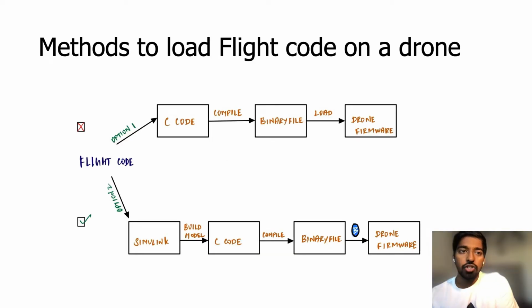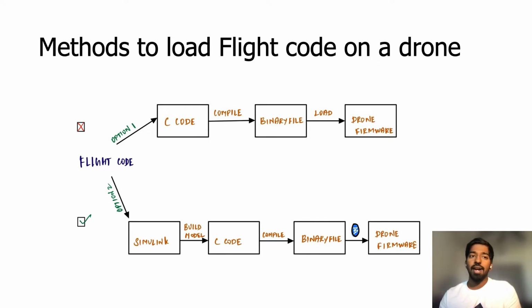Okay, here are the 2 methods to load the flight code on a drone. The first method is that we write the C code by hand, make some changes, and compile the C code into a binary file. Later we can load that file into the drone firmware.